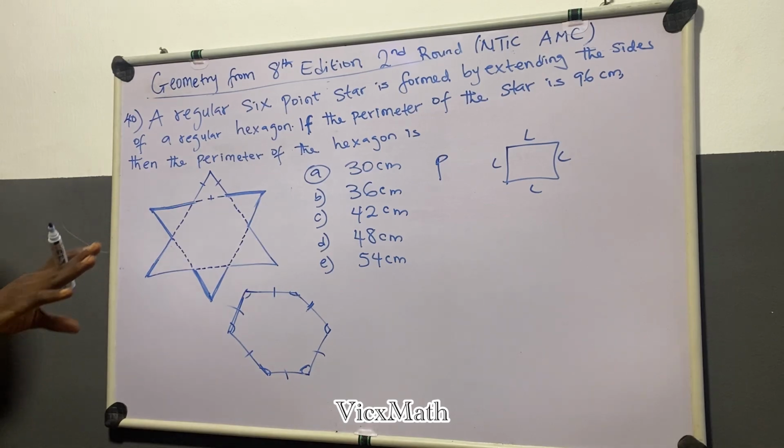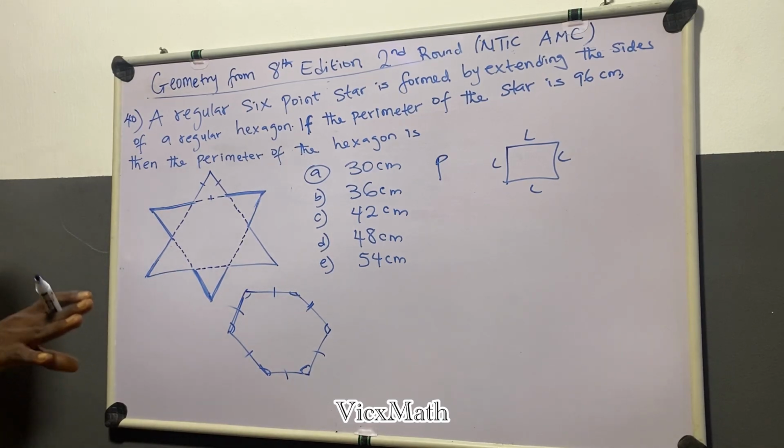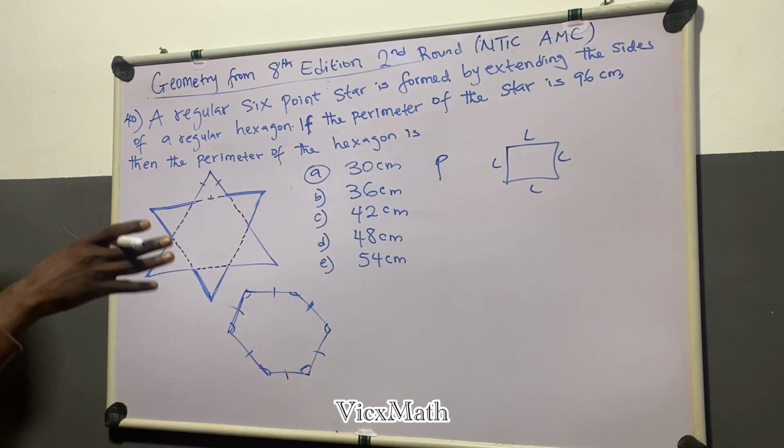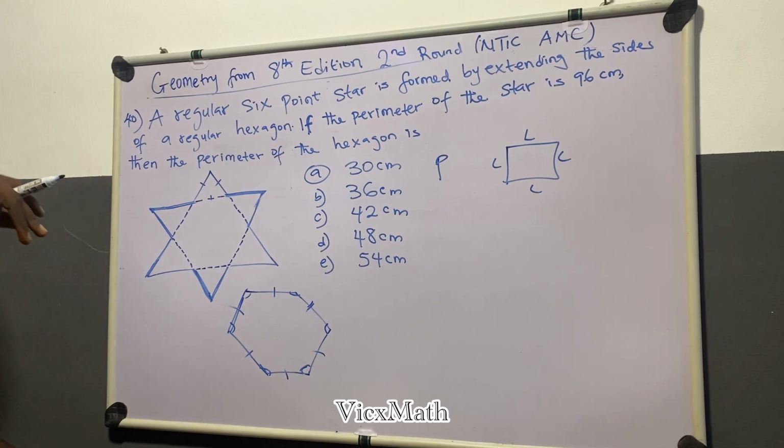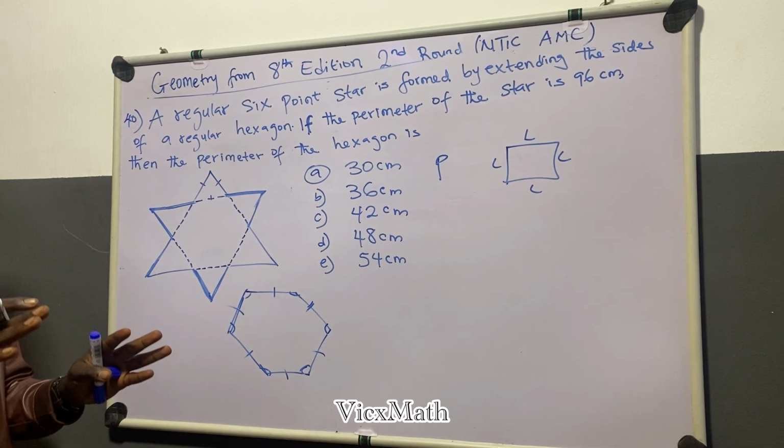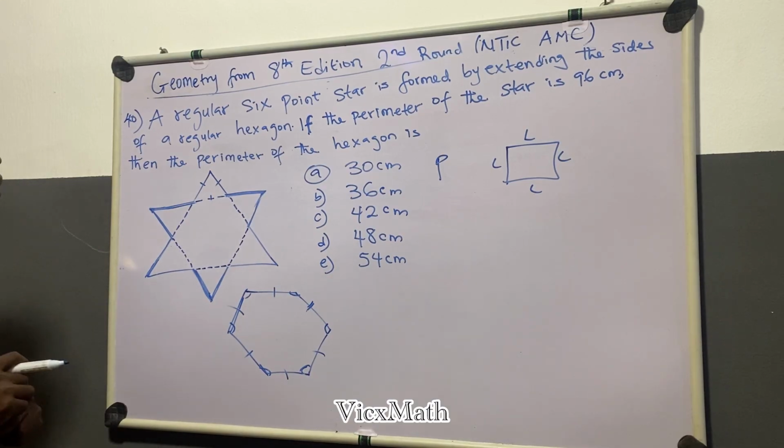We have 3 kinds of triangle: equilateral triangle, isosceles triangle, and scalene triangle. In an equilateral triangle, all sides are equal. A scalene triangle has no sides equal. An isosceles triangle has 2 sides equal, and it has 2 equal angles.